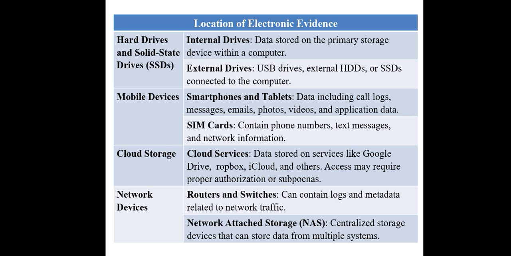Next location is cloud storage. Cloud storage has cloud services. Here data is stored on services like Google Drive, Dropbox, iCloud, and others. Access may require proper authorization or subpoenas. Network devices contain routers and switches as well as network attached storage. Routers and switches can contain logs and metadata related to network traffic. Network attached storage, that is a NAS, is a centralized storage device that can store data from multiple systems.